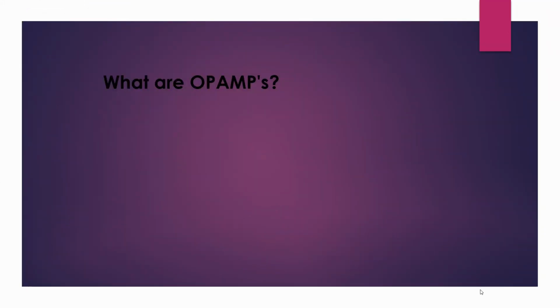So, what is an op-amp? In simple language, it is a device which is used to amplify signals and it has a high amplification factor. So, a feedback circuit is added to control its amplification factor.